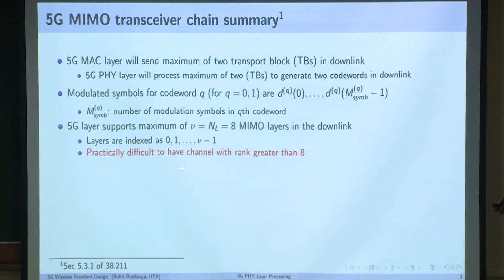It is practically difficult to have a channel with rank greater than 8 in the kind of scenarios for which the 5G cellular system is designed. Typically, what people realize after doing extensive channel measurement campaigns, actual channel measurements wherein you transmit the signal and then observe what kind of channel it is, and doing those experiments in different scenarios, is that with a very high probability you can only observe channel ranks up to 8, not more than that.